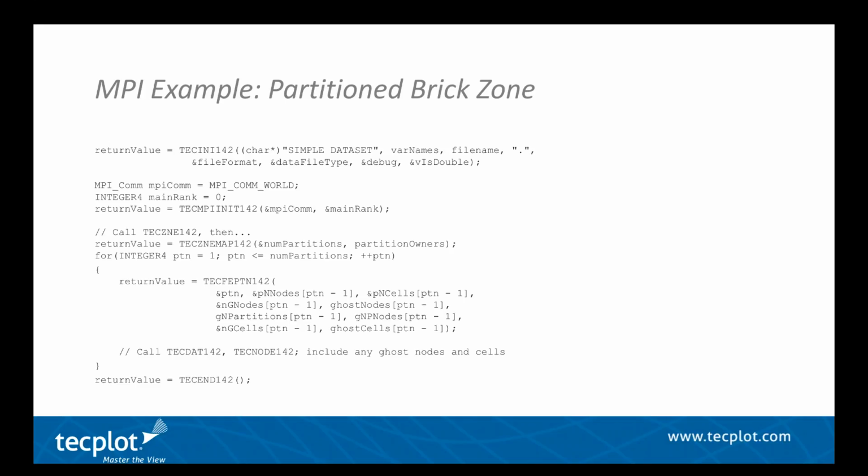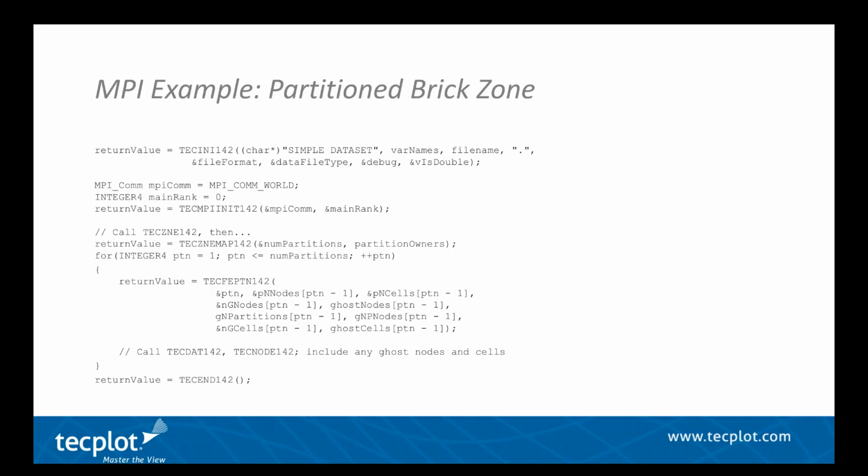I normally just set it to 0, but if you have nodes of different sizes on your parallel machine, you'll probably want main rank to be one of the larger nodes because it does require a little more memory and does a little more work than the other nodes in its coordination tasks. Following this, we're going to call TecZNE, which I've not shown here, and then immediately after that we call TecZNEMap to pass TecIO the number of partitions for this zone and an array called, in this case, partition owners, where each element in that array identifies the MPI rank that's going to be outputting that particular partition.